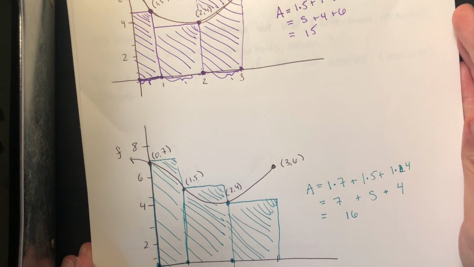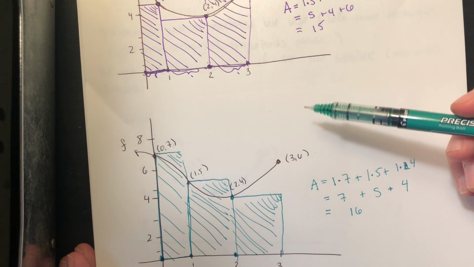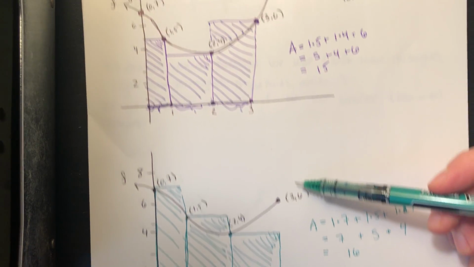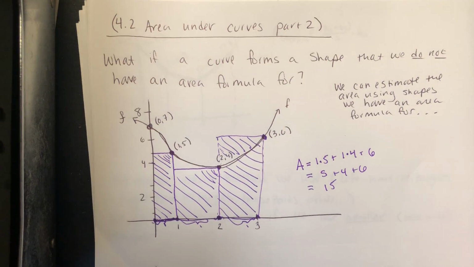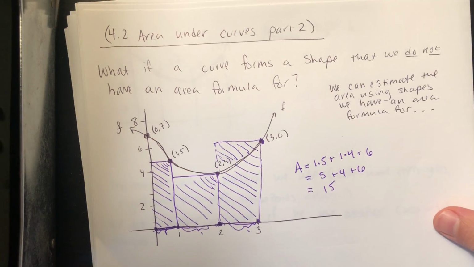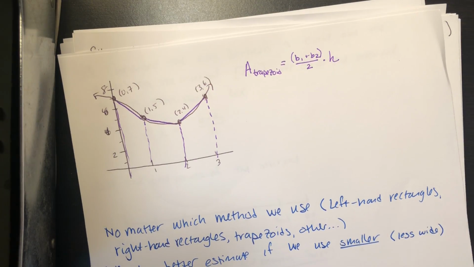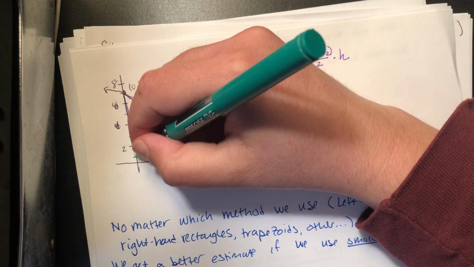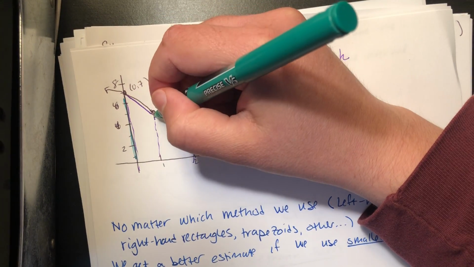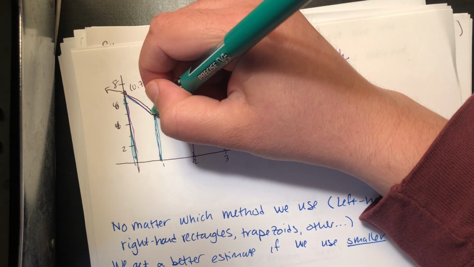Now, why did we use rectangles? I mean, honestly, just because it's easy to compute the area of a rectangle, right? We probably could have gotten a better estimate if we had used, for instance, trapezoids. So I drew an example here of how you could use trapezoids. A trapezoid is a shape that's parallel on two of its sides, but not on the other two. So for instance, you have this trapezoid here.